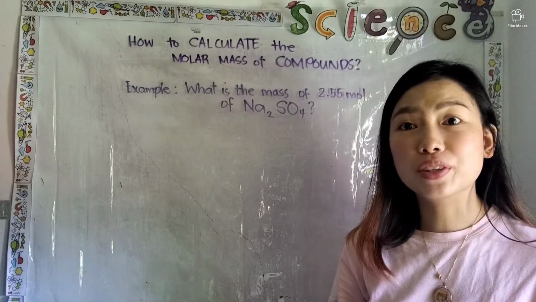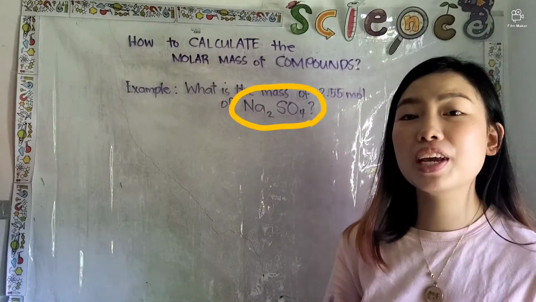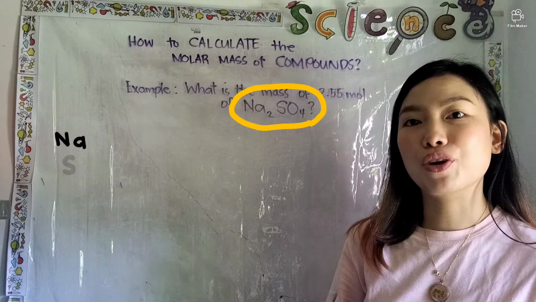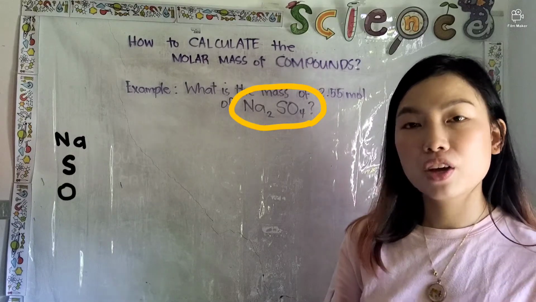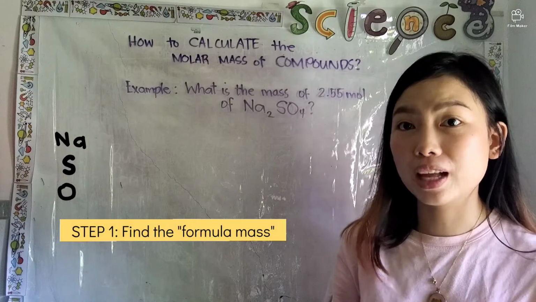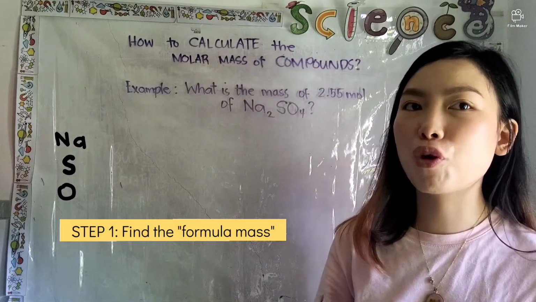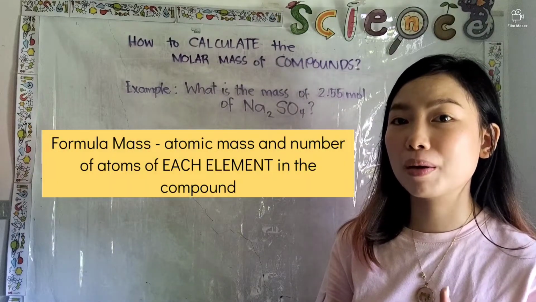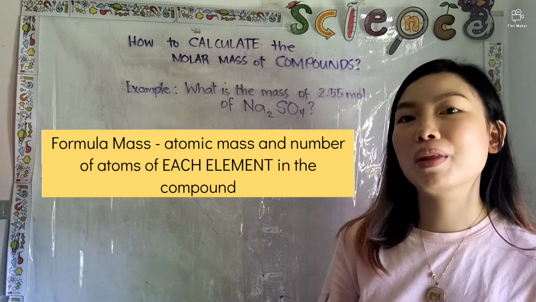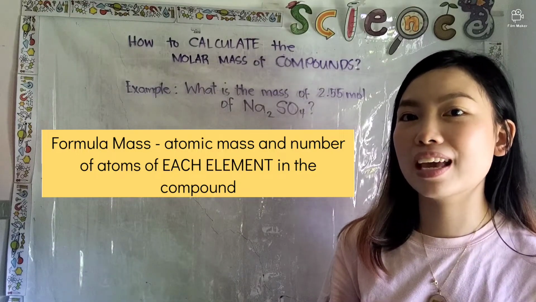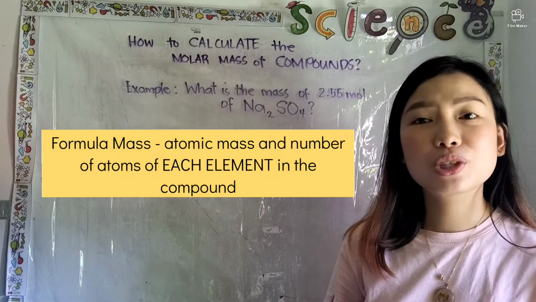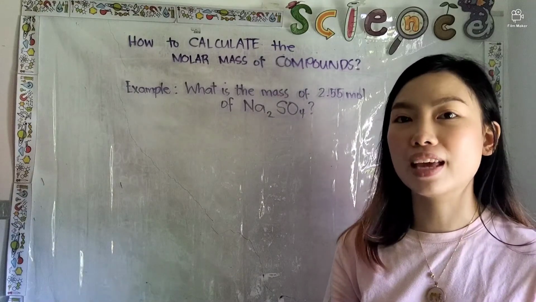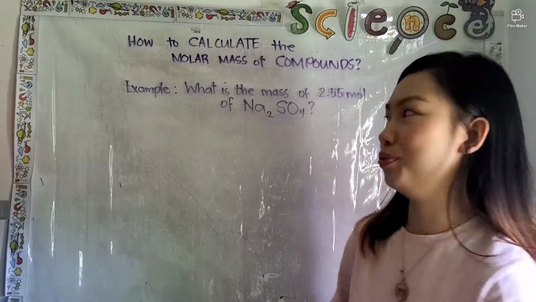So ang given natin ngayon na element ay hindi na iisa. Instead, we have 3 elements mentioned in the compound, which are Na, sodium, S, sulfur, and O for oxygen. So step 1 that you should do in a compound is to find its formula mass. Again, formula mass is the atomic mass of each element multiplied by the number of atoms in the compound. So ang una mong gawin is to enumerate all the elements mentioned in the compound. So we have Na, S, and O.